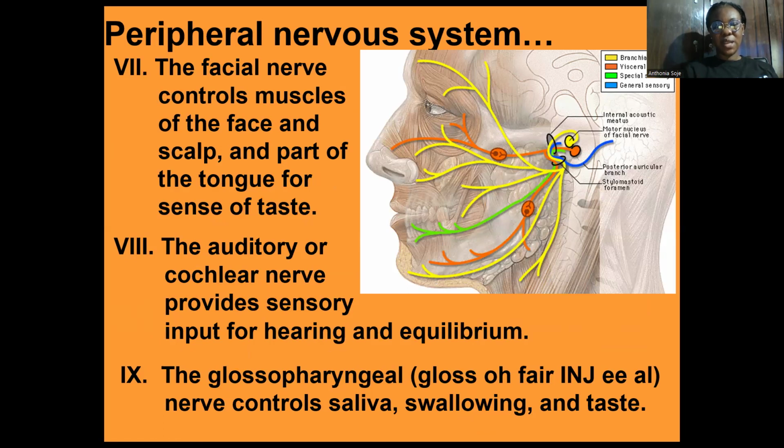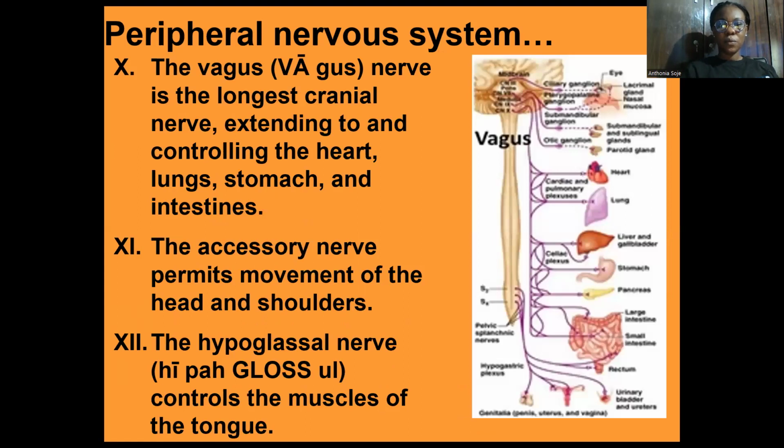Then the auditory or cochlear nerve will provide sensory inputs for hearing and for equilibrium. So when there's damage to the auditory nerve, ability to hear may be impaired and the person may lose their balance. Then the glossopharyngeal nerve will control saliva, swallowing, and taste. The vagus nerve is the longest cranial nerve and it extends to and controls the arts. So all the way from the cranium, it extends to the arts and it controls the arts, the lungs, the stomach, and the intestine. The accessory nerve permits movement of the head and the shoulders, and the epiglossal nerve will control the muscles of the tongue.